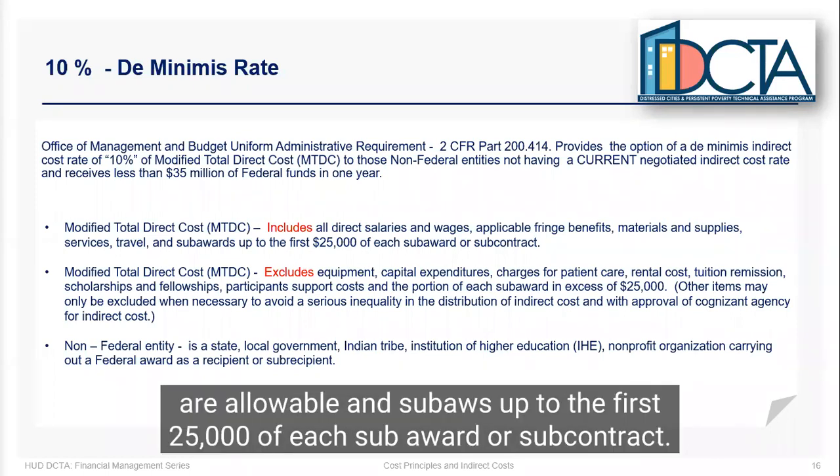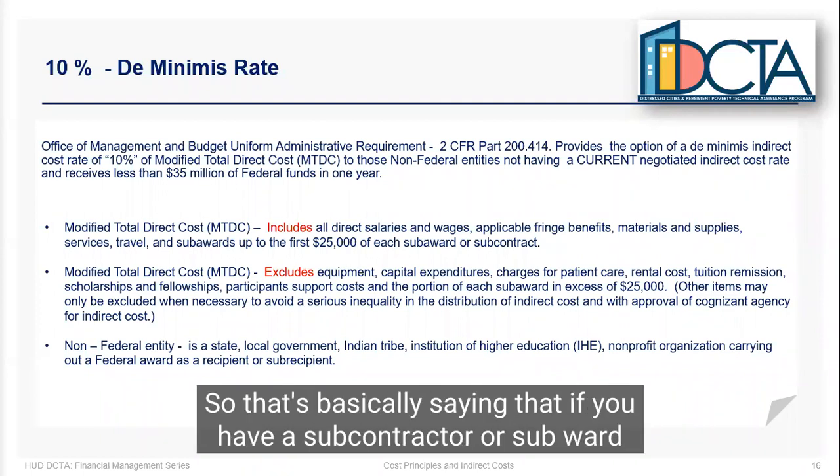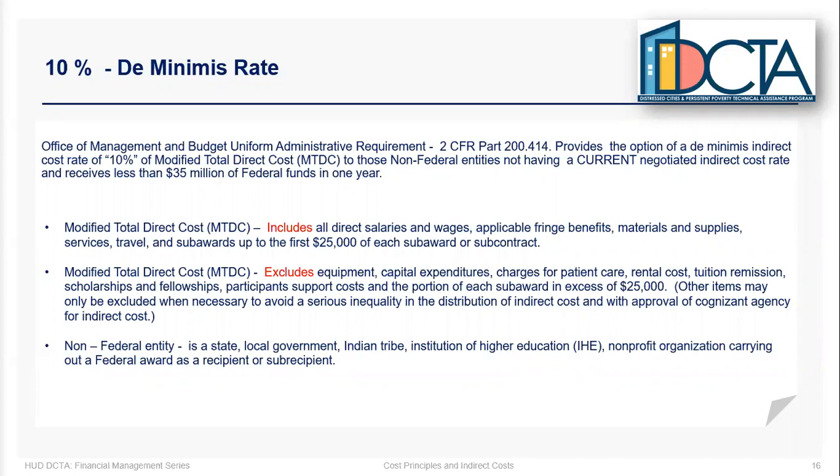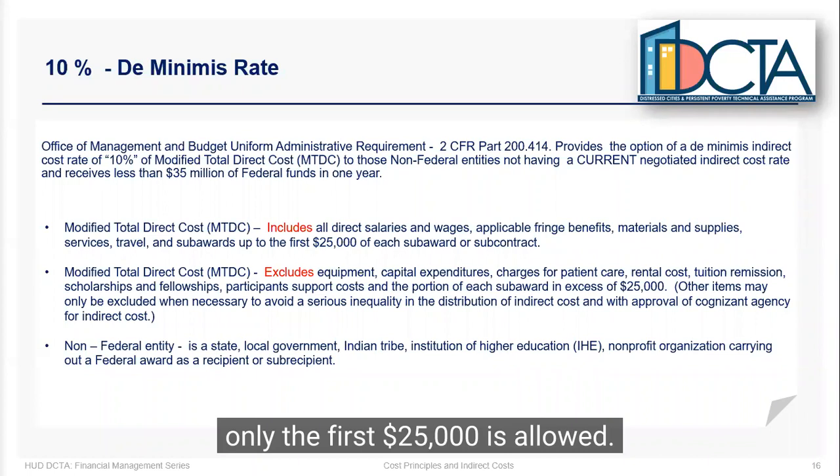And subawards up to the first $25,000 of each subaward or subcontract. So that's basically saying that if you have a subcontract or subaward that is in excess of $25,000, only the first $25,000 is included in the modified total direct cost base. The remainder is disallowed, regardless of however much it is. Only the first $25,000 is allowed.